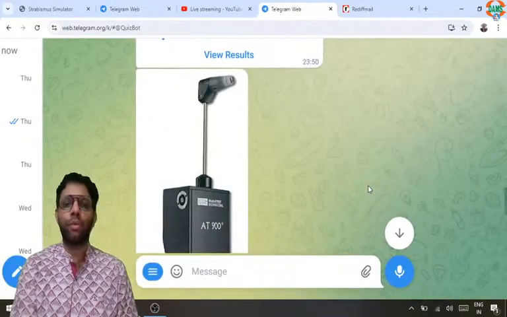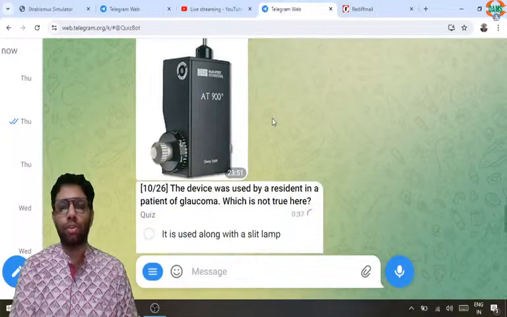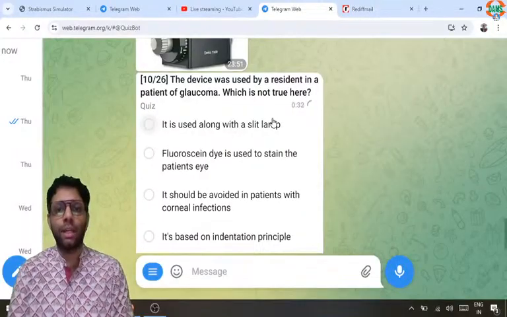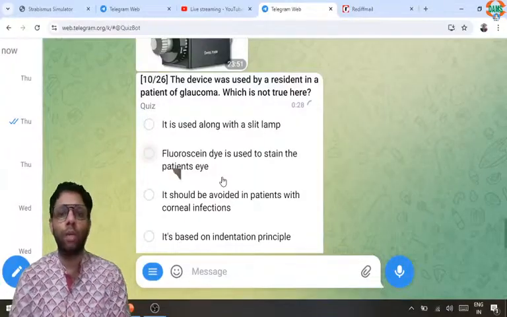Now, this is a very important device. I expect a question on this. This is a Goldmann applanation tonometer for intraocular pressure measurement. It is used along with a slit lamp. Yes, it is not a portable device, and it is used with fluorescein dye. Cobalt blue light is used.